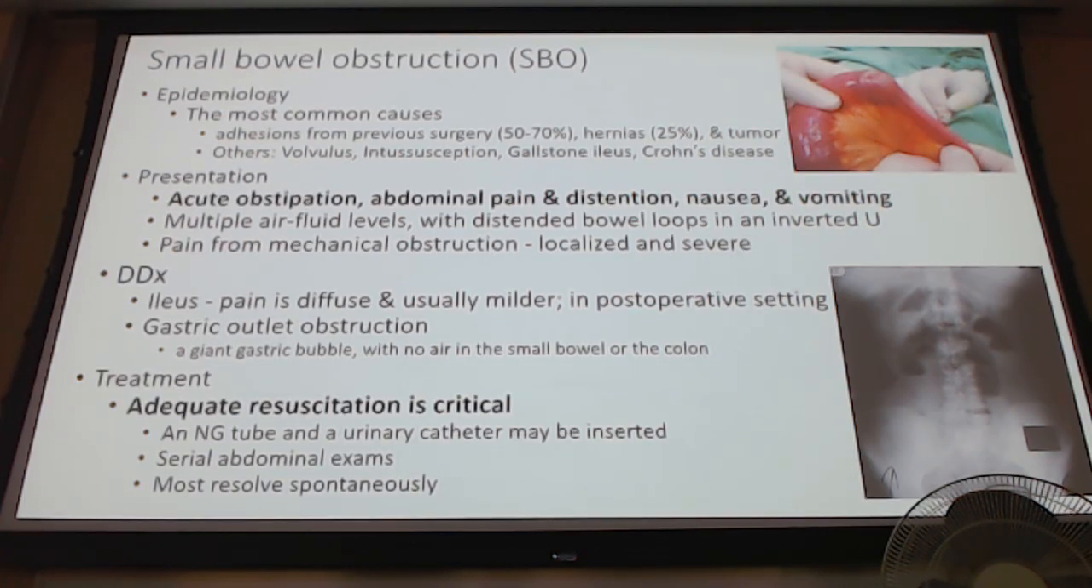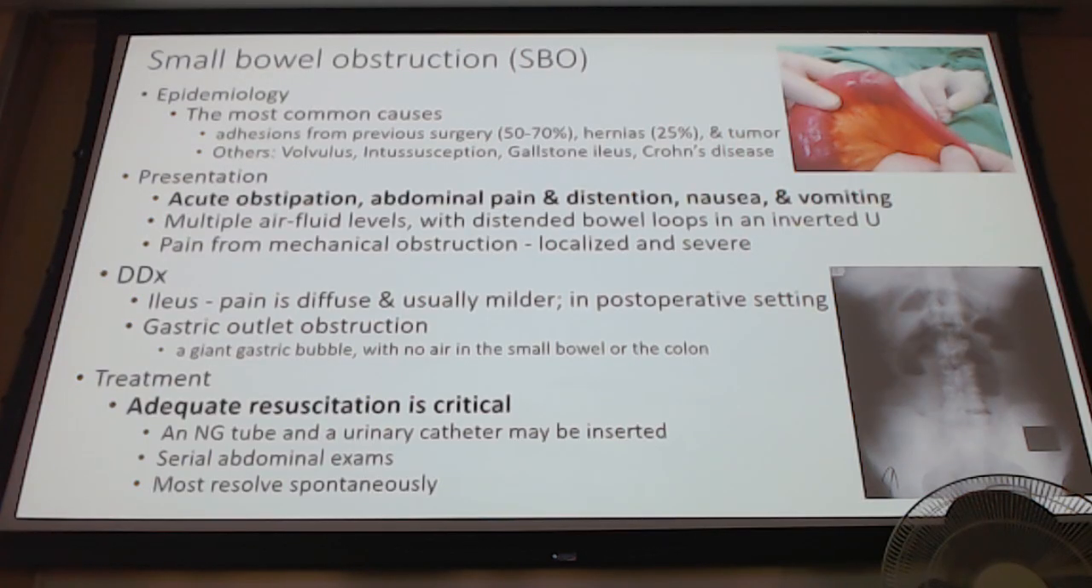Basically, treatment: adequate resuscitation is critical. Even before we go to surgery, we really want to resuscitate them. So we put in an NG tube to decompress the stomach, which helps with nausea and vomiting. Depending on how bad it is, we may have to put in a urinary catheter to decompress the bladder. If they're starting to become septic, that'll be important for ins and outs. We're going to do serial abdominal exams. Most of the time, they can resolve spontaneously.